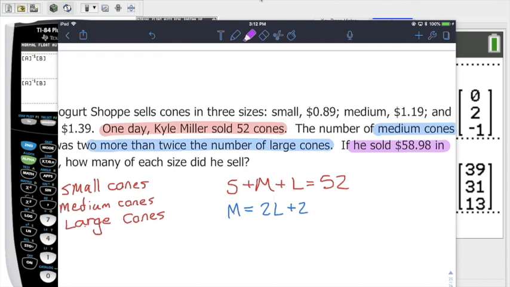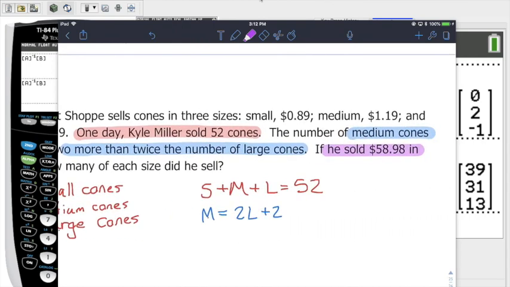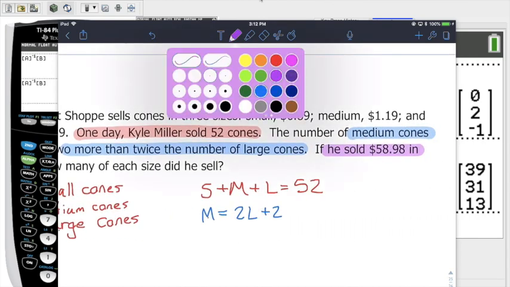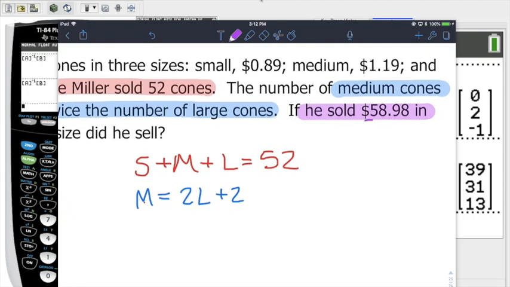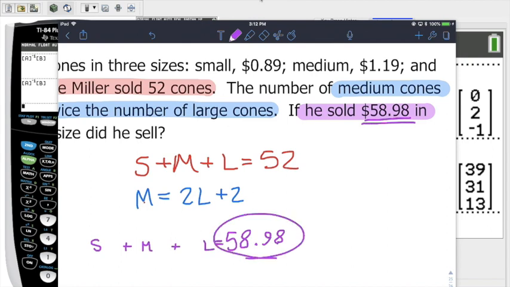Okay, and then the last situation here, let's go purple here. Sold 58.98 in the cones. Going back to a couple of days ago, that's a total. And what I said about totals, if you have a total, that means typically you're going to be adding a bunch of things to equal that total. Some people are going to want to put S plus M plus L, which is kind of close to what you need. But this is dealing with money right here, 58.98.